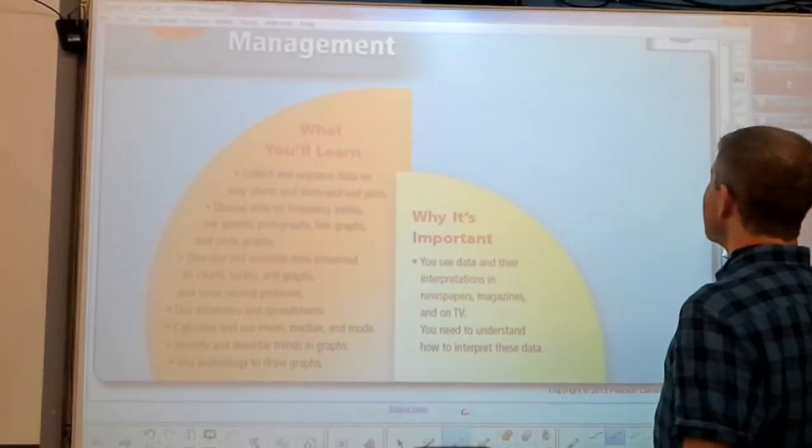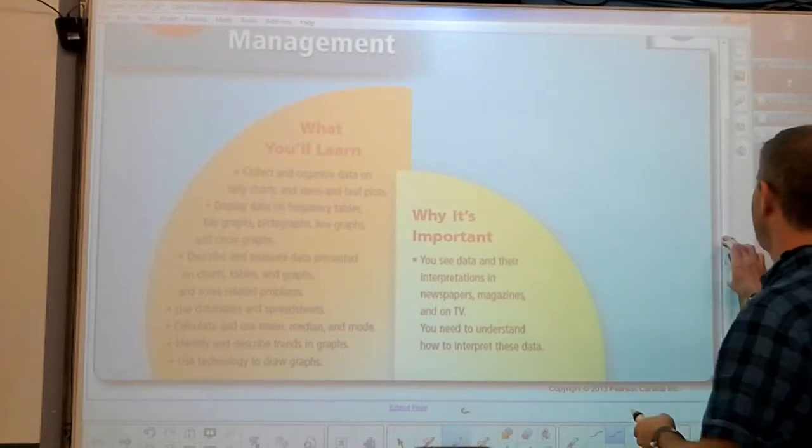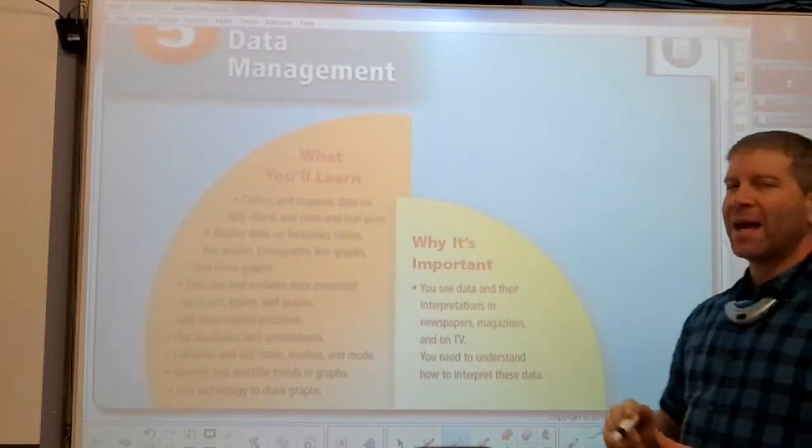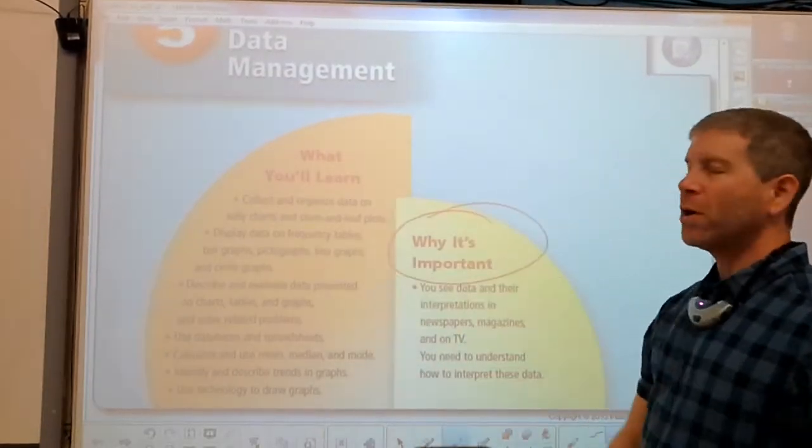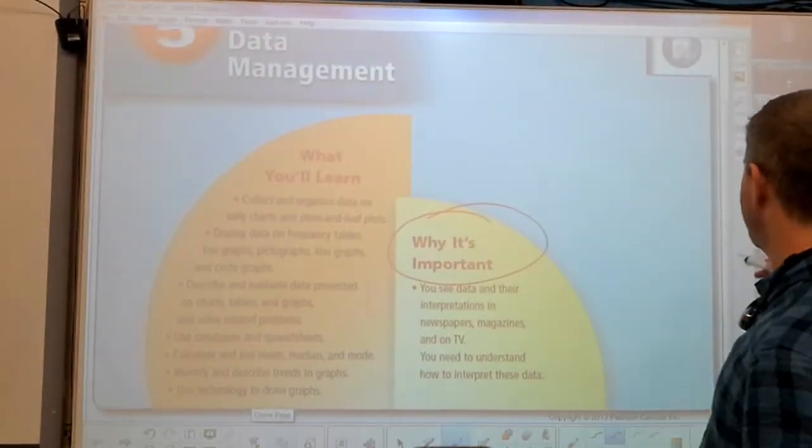We're going to be talking about data management today. This is chapter 5. And the first thing for the unit launch is to say, well, why is data management even important? Who really cares about data management?